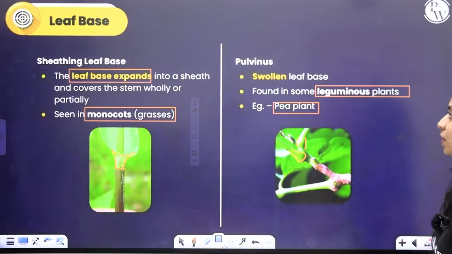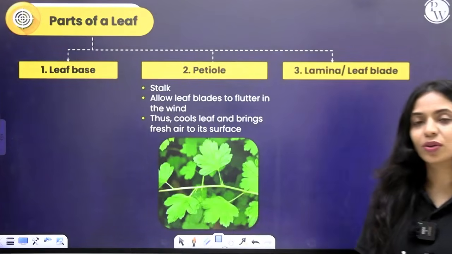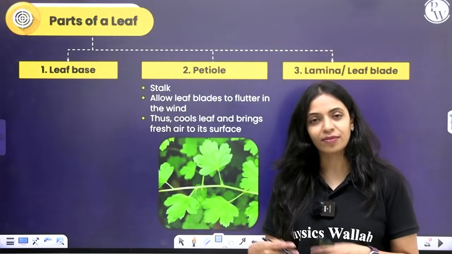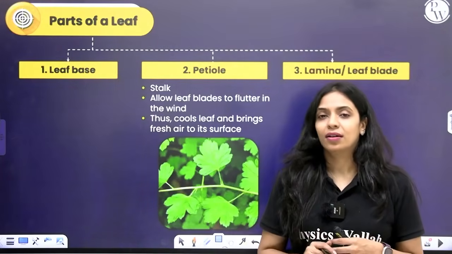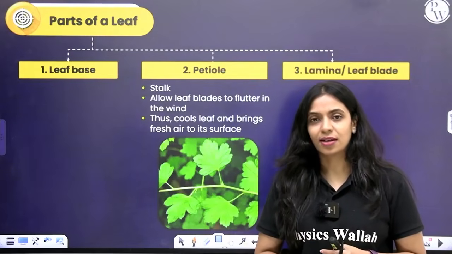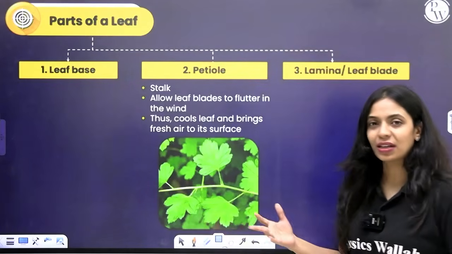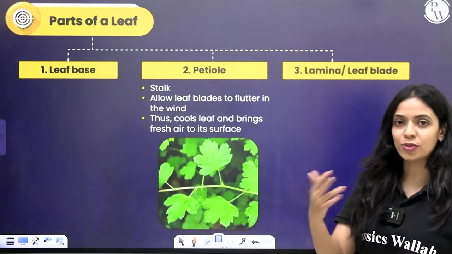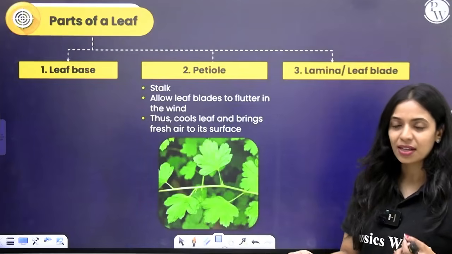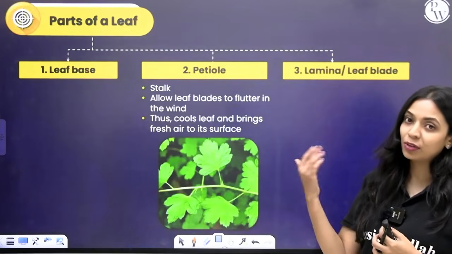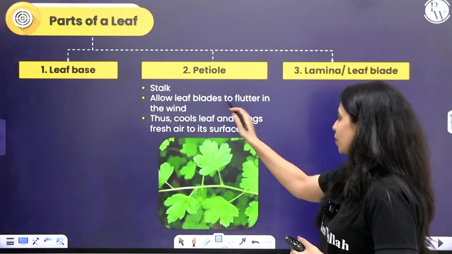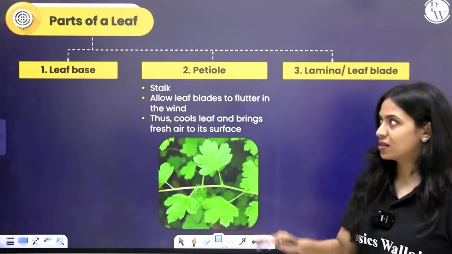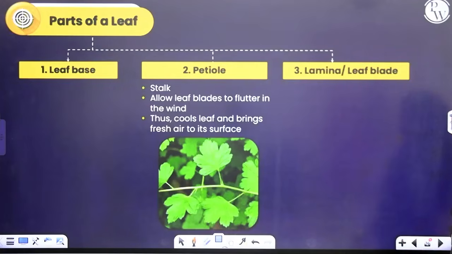Okay. Now, petiole. Petiole is the stalk of the leaf. What is the need for a petiole? Whenever a petiole is there, we call the leaf petiolate. Whenever there is no petiole, we say that it is sessile. Okay. So majorly, whenever petiole is present, its function is to sway the leaf in air, in wind, so that fresh air comes to its surface. Whenever the temperature is very high, it will help in cooling the leaf also. So it allows the leaf blade to flutter in wind and it cools the leaf and brings fresh air to its surface. That is the function of petiole.